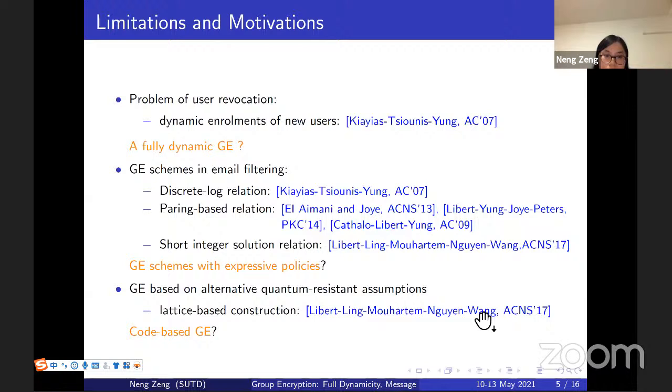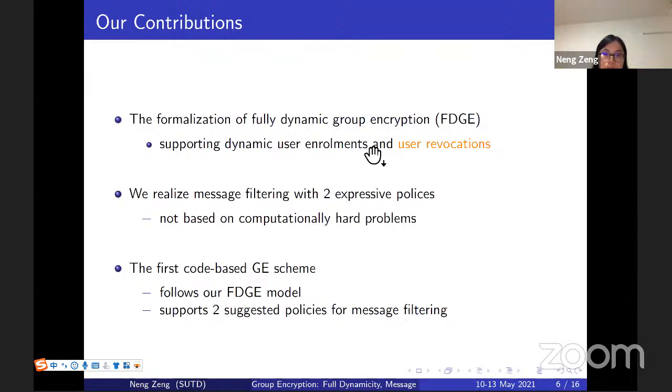Third, regarding the diversity of concrete computational assumptions used in building group encryption, among all existing schemes, the only one that is known to be quantum resistant is the lattice-based construction. This raises the question of realizing group encryption based on alternative quantum-resistant assumptions, such as, can we construct code-based group encryption? So we have 3 contributions.